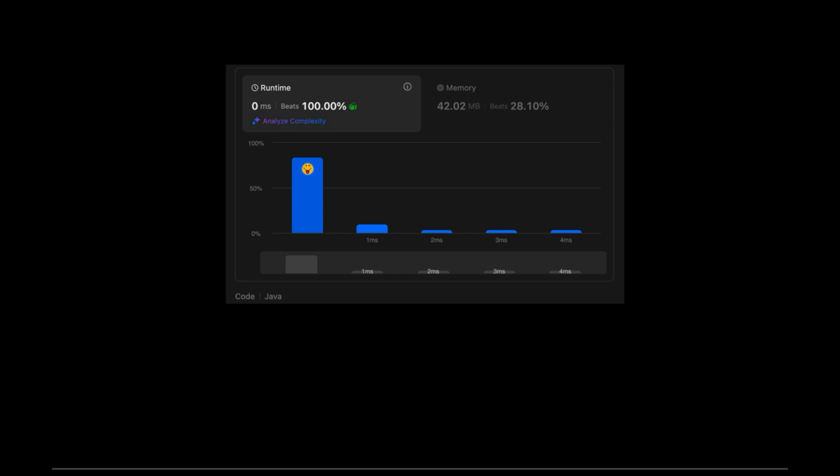This code when submitted on LeetCode beats 100% of the submissions in terms of runtime and 28% in terms of memory.